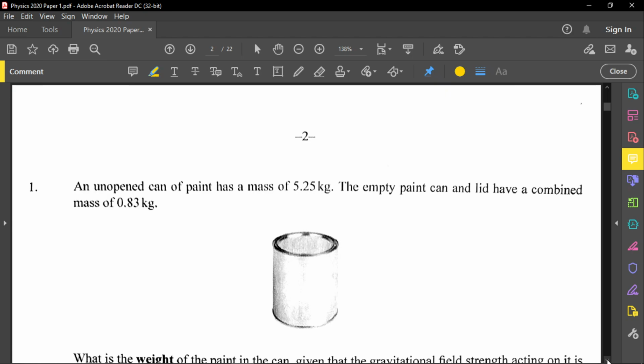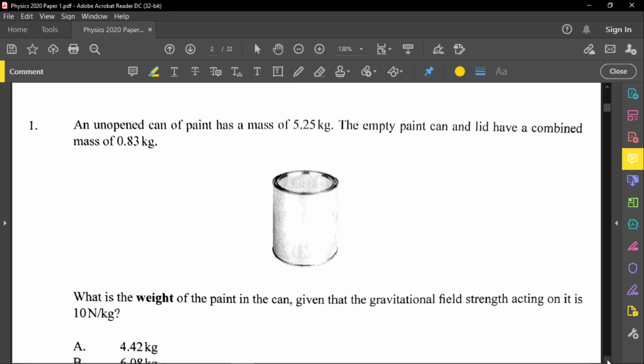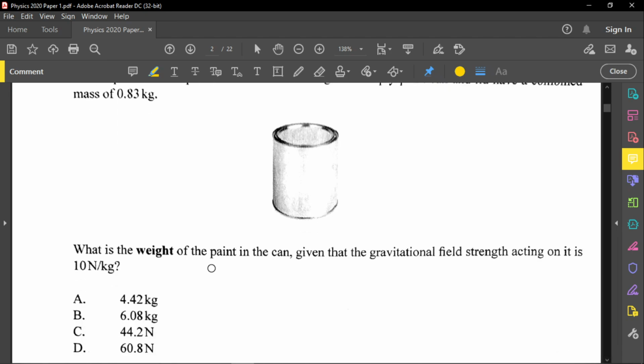And our first question reads that an open can of paint has a mass of 5.25 kg. The empty paint can and lid have a combined mass of 0.83 kilograms. Now the question asks, what is the weight of the paint in the can given that the gravitational field strength acting on it is 10 newtons per kilogram?